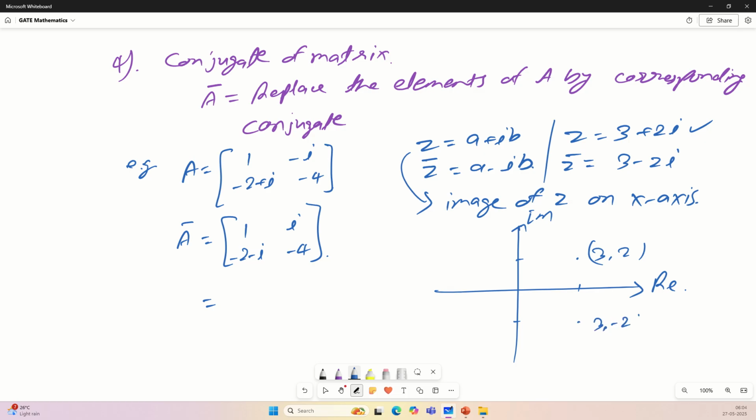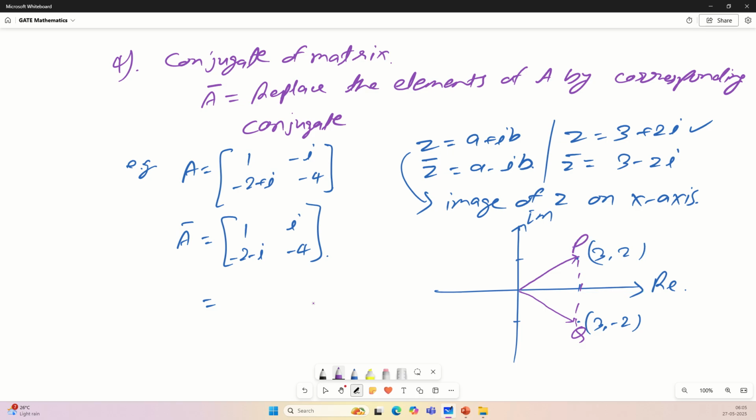3 minus 2. So as you can see very nicely, this is my 3 plus 2i vector, and this is my 3 minus 2i vector. You can see it is an image on the x-axis. This is my x-axis, this is my y-axis. So the image of point P is going to be Q, which is nothing but the conjugate of Z. Understood?